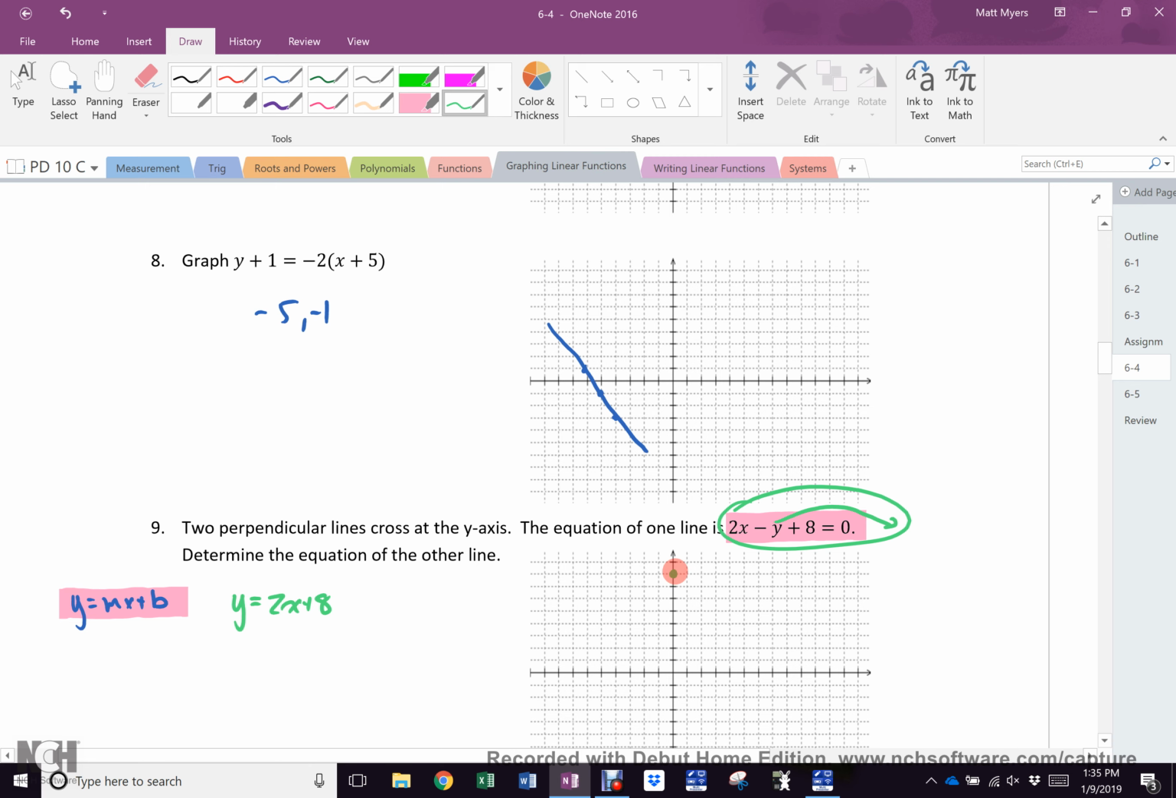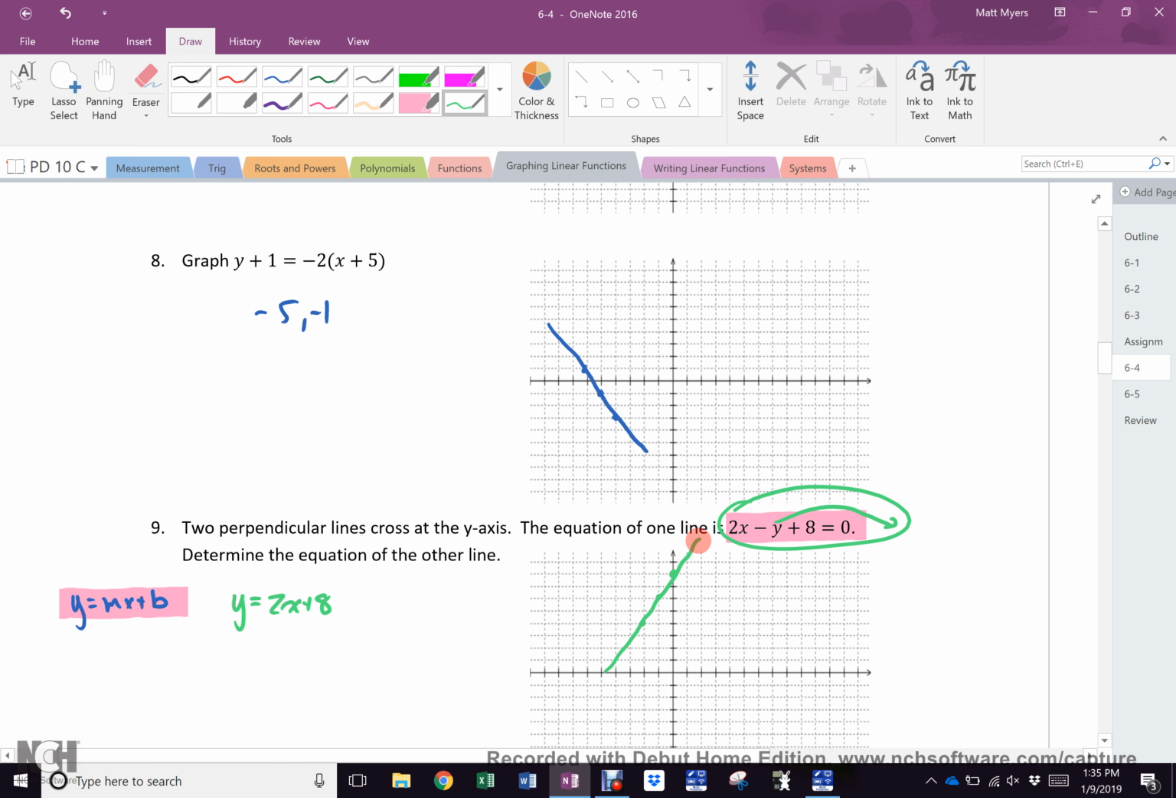So 2 over 1. 2 up, 1 right goes off the graph. So what should I do? It goes off the graph. No, it's right on there. Boo! If I were to do that on a test, would it work out? No!